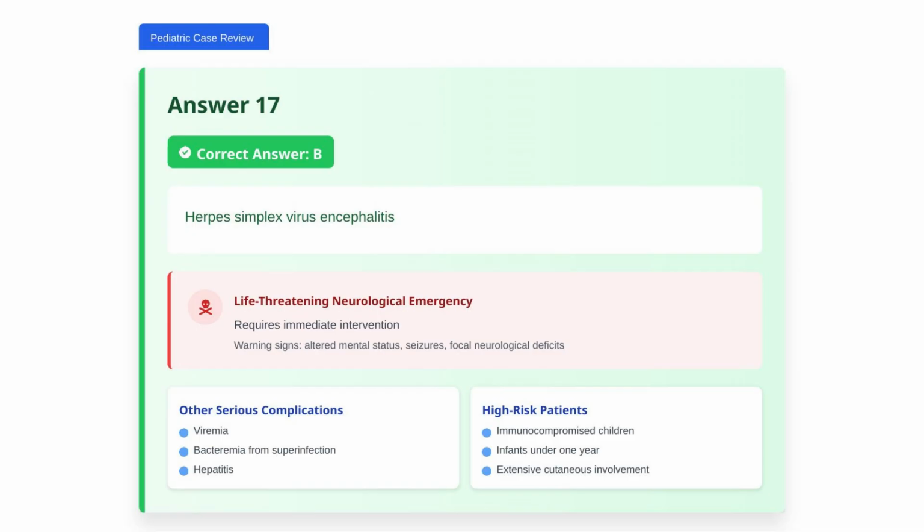Though rare, it represents a life-threatening neurological emergency requiring immediate intervention. Warning signs include altered mental status, seizures, and focal neurological deficits. Other serious systemic complications can include viremia, bacteremia from superinfection, hepatitis, and multi-organ involvement, particularly in immunocompromised children.